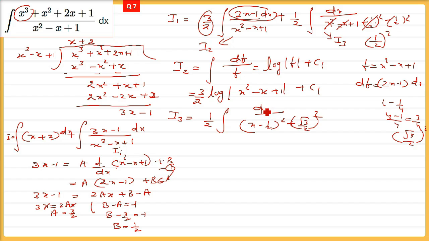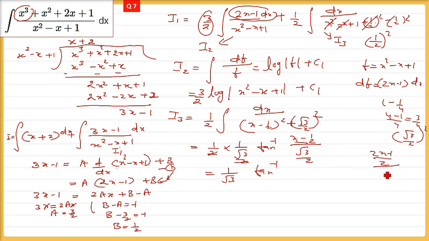Now you already know the integration of 1 by x square plus a square is 1 by a tan inverse x by a. So 1 by 2 is already there. 1 by a is root 3 by 2 tan inverse x by a. So x minus half divided by root 3 by 2. So this 2 goes up and will be cancelled by 2. So only this root 3 will remain. This is tan inverse. X minus half can be written as 2x minus 1 by 2. Root 3 by 2 is already in the denominator. 2 gets cancelled. So this is 2x minus 1 divided by root 3.